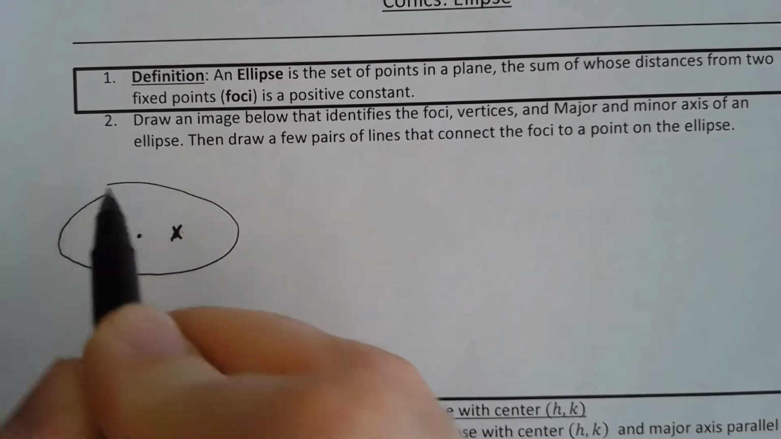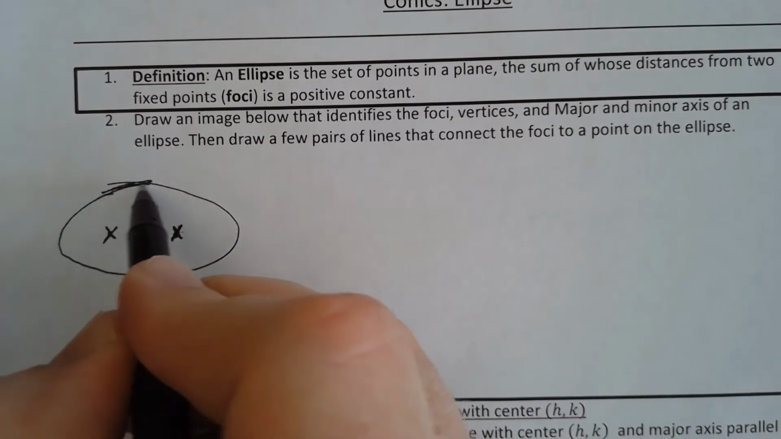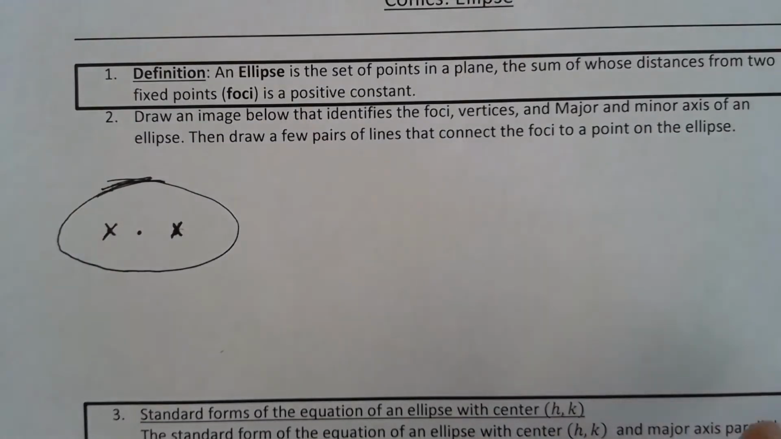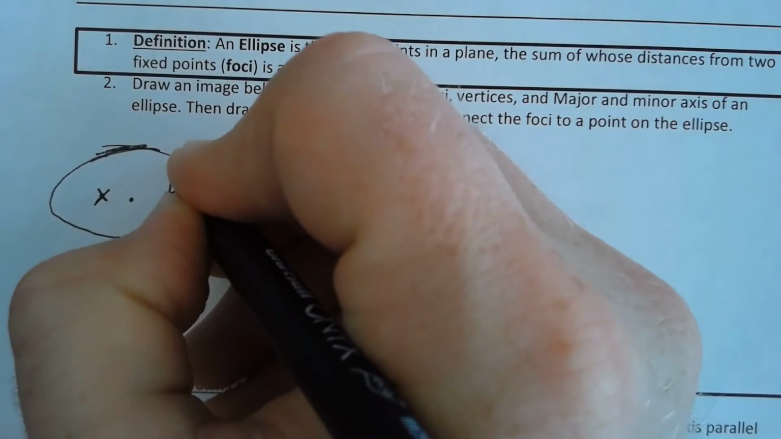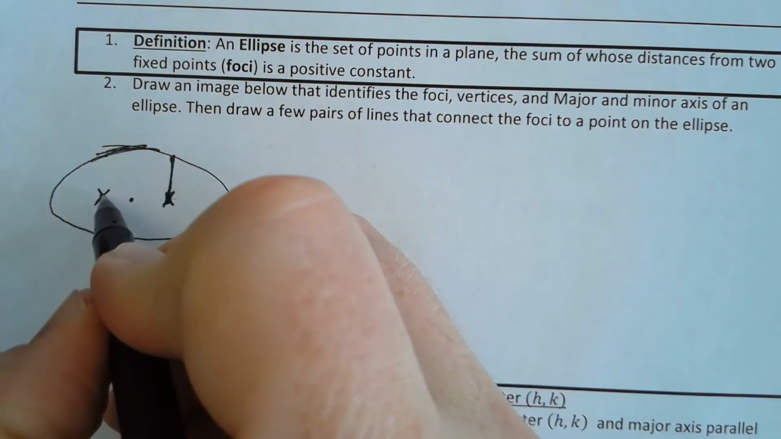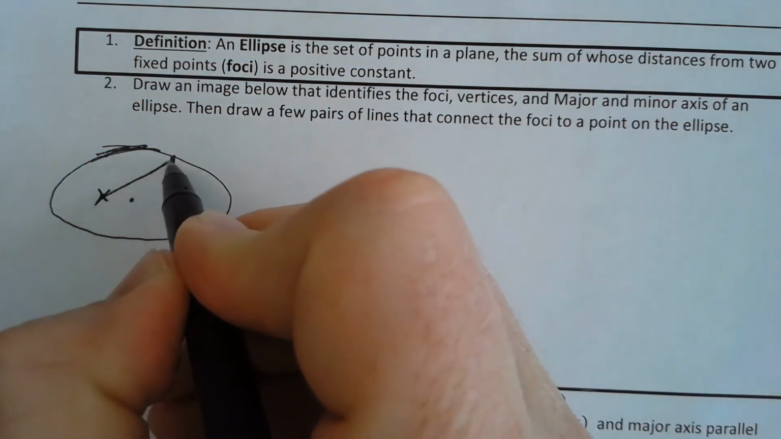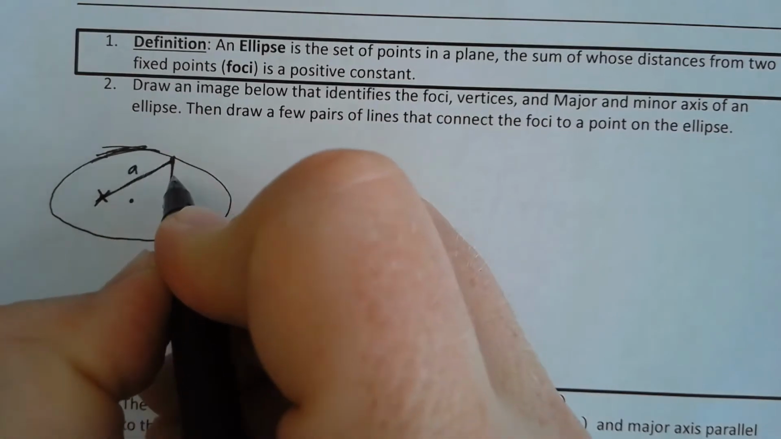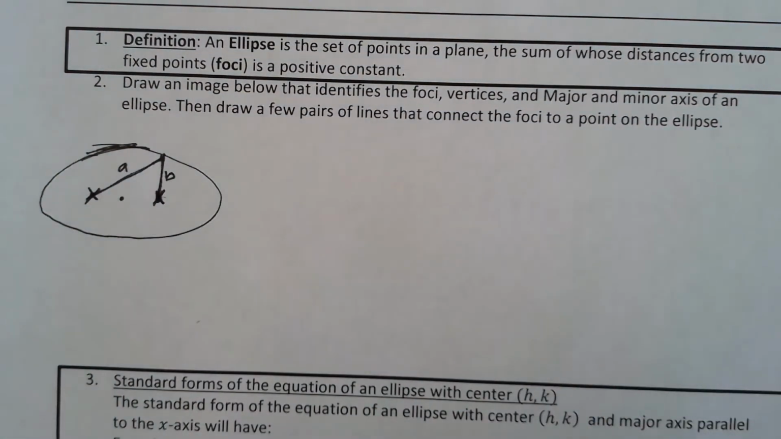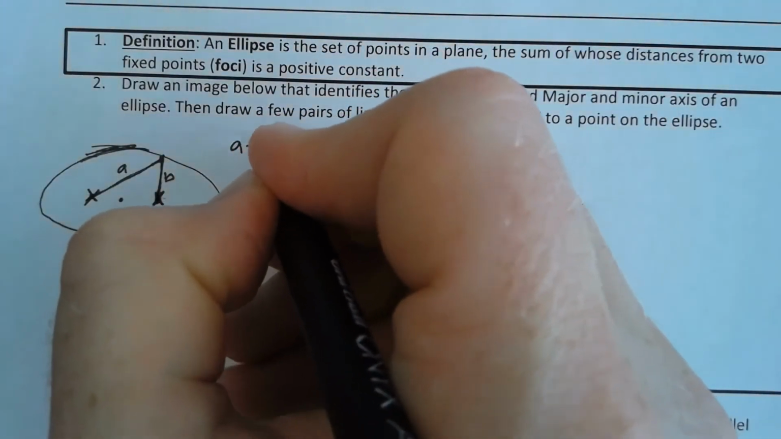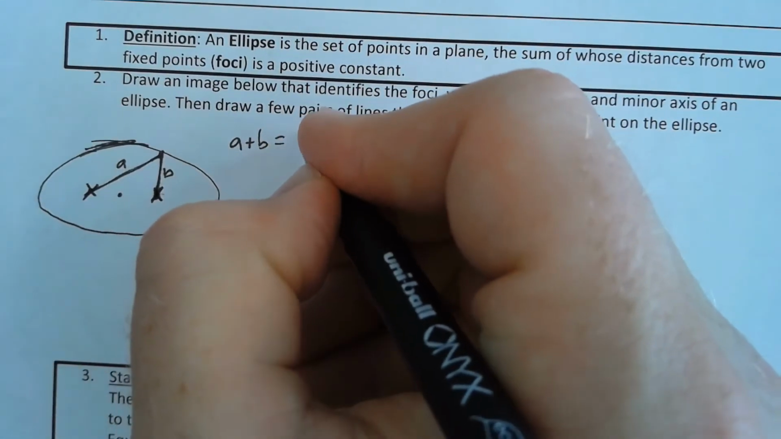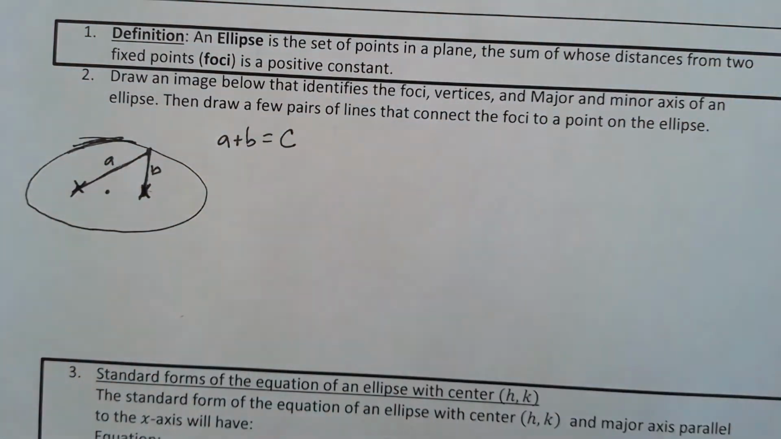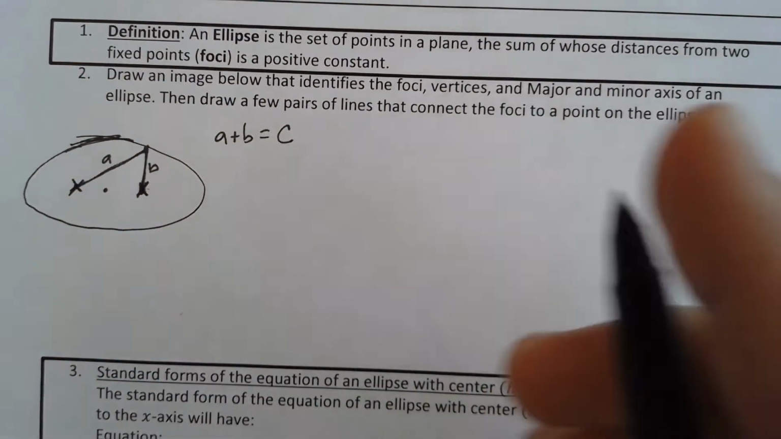Now, what's important to understand is, again, this might not be drawn accurately, but the distance from this point up to the ellipse and the distance from this point up to the ellipse, those 2 values may be different. However, those 2 values added together will be equal to another value. I'm going to call that value C in this particular case. This is probably bad notation, but I'm going to work with it regardless.